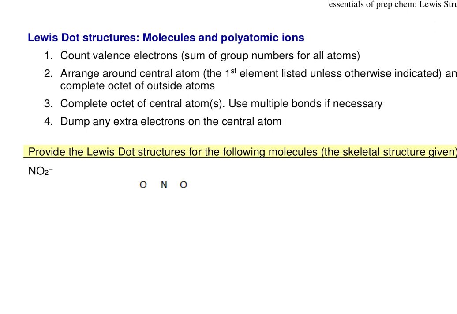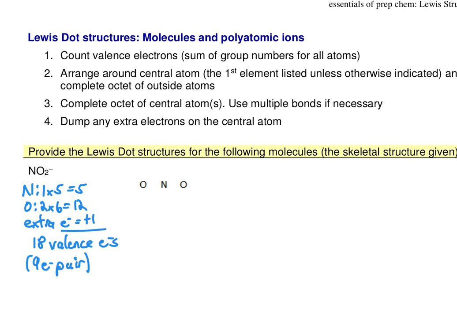First step is to count up the valence electrons. So we've got 18 valence electrons, that means 9 electron pairs. Let's first connect up the outside atoms to the center atom.